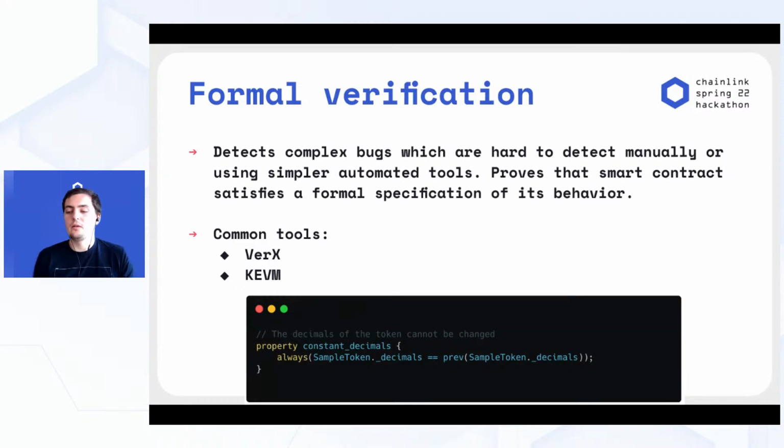Some common tools are Certora and K EVM. This is a code snippet from the first tool, showing how you can create a property. This is a simple example for ERC20 tokens. You always want to have the exact same number of decimal places. And this is how you can write a formal verification test.